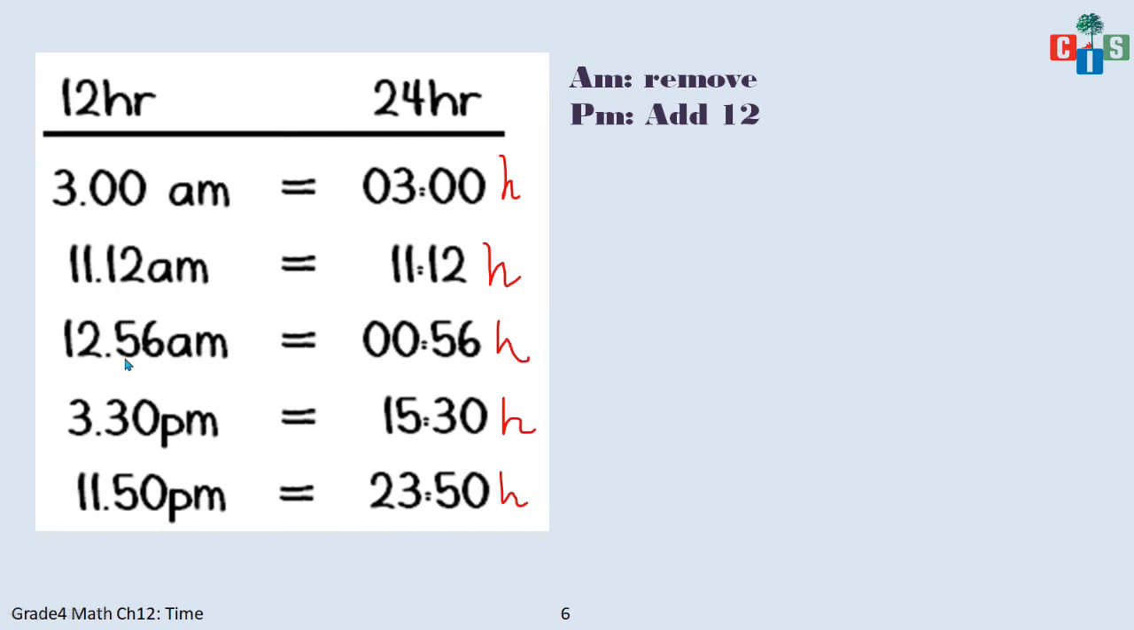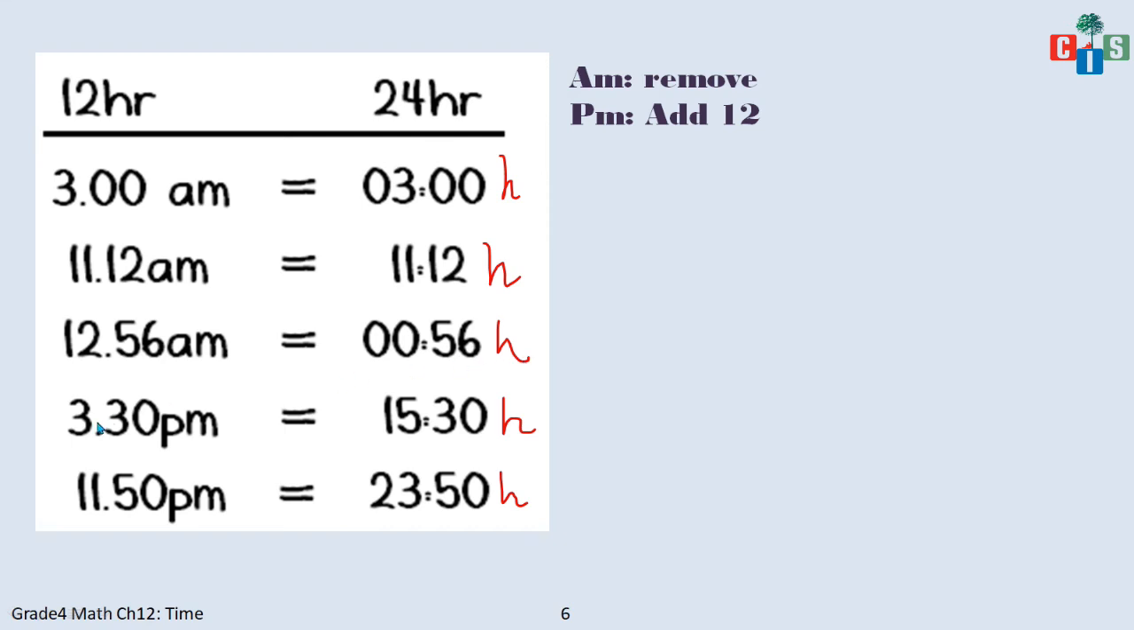Fine. It's past midnight and 56 minutes have passed after the midnight. So the new day has begun, and the new day begins from 00 hours. Yes, and then only 56 minutes have passed for the new day. So this is the time 00:56 hour.